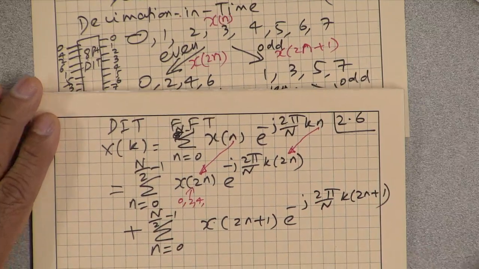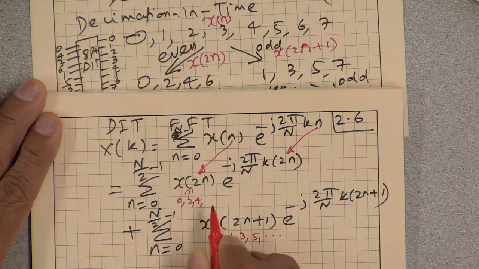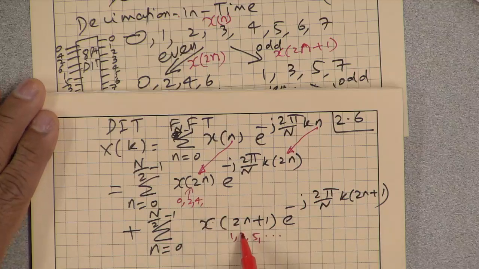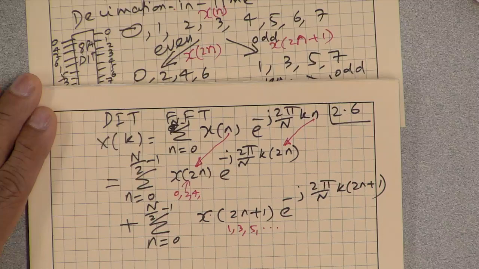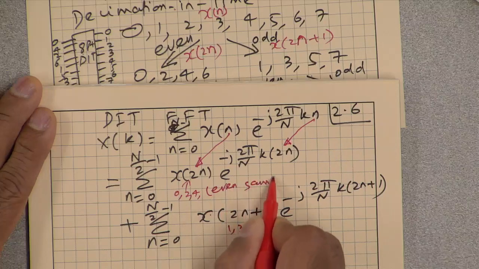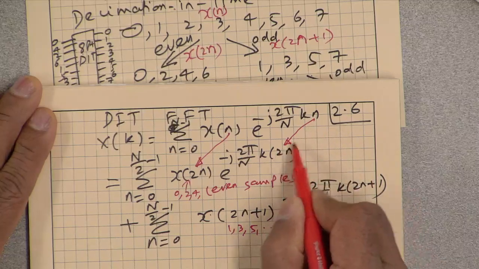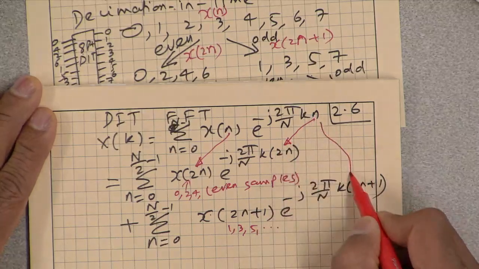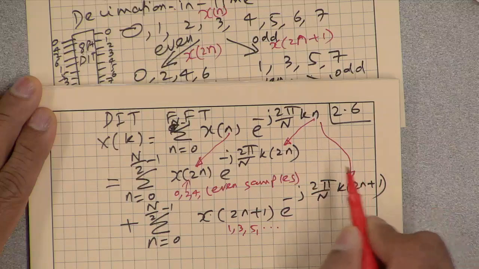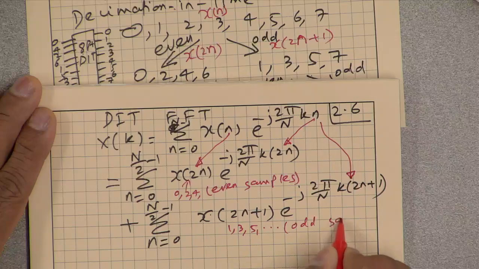Okay, the second sum contains the sample numbers 1, 3, 5, 7, etc. So this is the even samples and this is the odd samples. That's what is called decimation in time. And you can see that the corresponding coefficient here, for these odd samples, n has been replaced by 2n plus 1. So these are the odd samples.